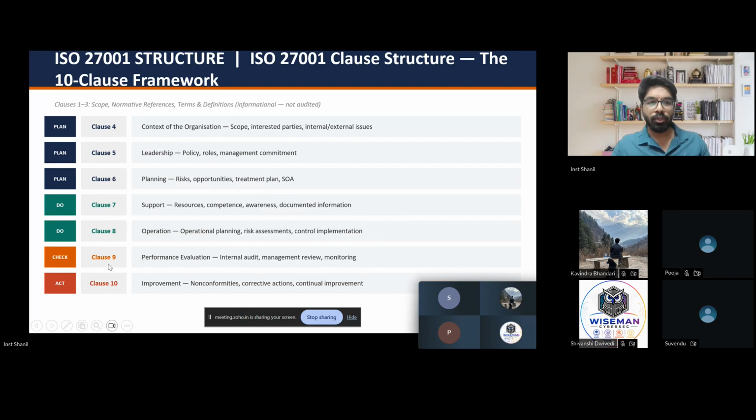Clause 9 was related to monitoring, checking whether all the implemented controls are working properly. So it talks about performance evaluation, internal management review, and monitoring. And then finally, clause 10, which was for ACT, talks about improvement. Any non-conformity, in simple language, is a control failure. If a control is not working properly, it is marked under NC, non-conformity, and we need to prepare corrective actions to implement that control again in the organization.